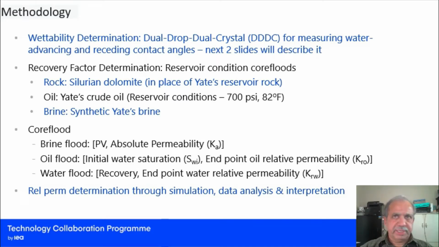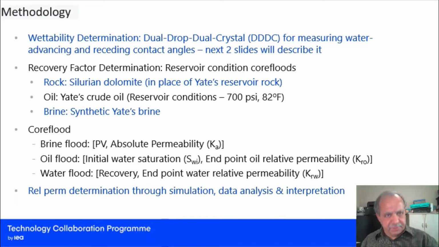We got the rocks and fluids from that formation. Oil is the Yates crude oil, and the reservoir conditions are quite easy to handle, 700 psi and 82 degree Fahrenheit. And brine, of course, we made up the brine, synthetic brine, that matches the composition of Yates reservoir brine. And corefloods, of course, we do the brine flood to determine the pore volume, absolute permeability, and the oil flood then to drive the core to initial water saturation and endpoint oil permeability measurements. And water flood is then conducted with various brine compositions and salinities.